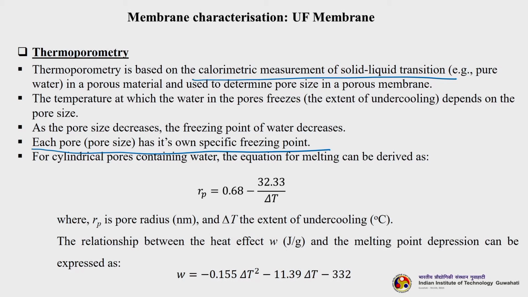For cylindrical pores containing water, the equation that can be utilized is: Rp equals 0.68 minus 32.33 divided by delta T. Here Rp is the pore radius and delta T is the extent of undercooling. The relationship between the heat effect, W, and the melting point depression can be expressed as W equals minus 0.155 delta T square minus 11.3 delta T minus 332. So, these equations can be utilized to calculate our pore radius.